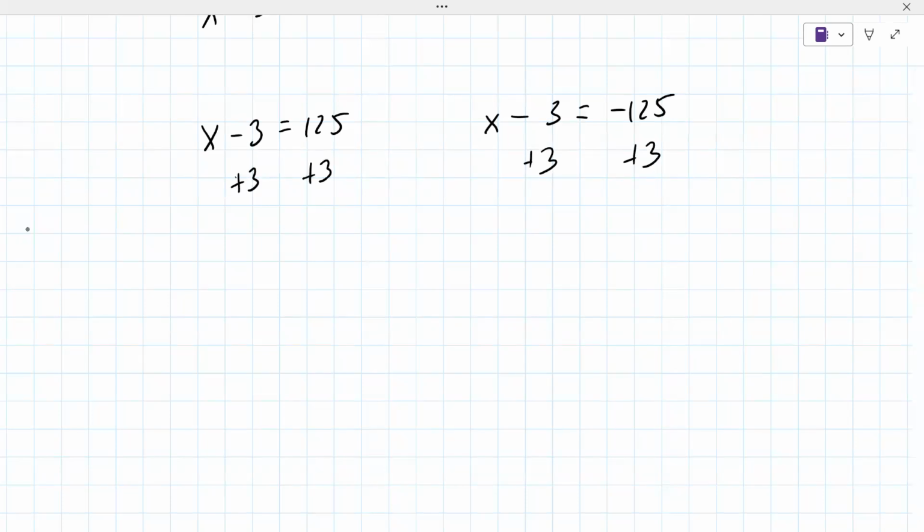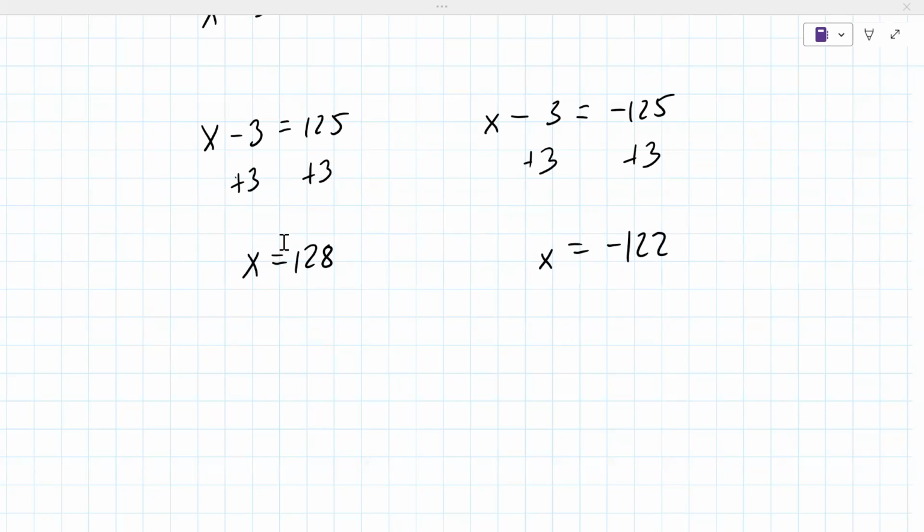Which would be 128. Okay. And then that would be for the negative. What would that be? 122, negative 122. Right. All right. Any questions on that before we move on to 21?